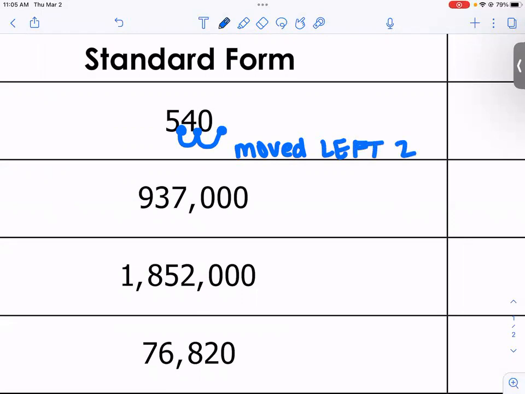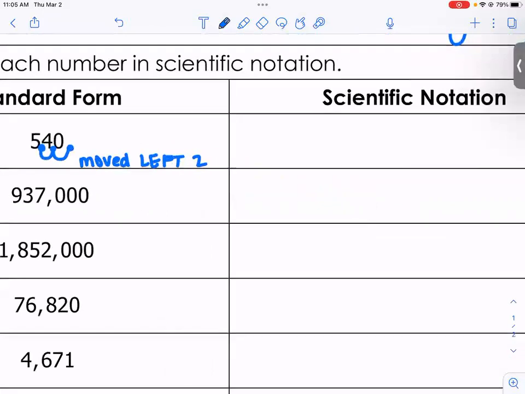Okay. So now I'm going to write 5.4. And you can technically write the 0, but the 0 doesn't need to be there. Like if we have 5.40, is that any different than 5.4? It's just the same. And then we're going to say, okay, but this is times 10. I moved my decimal place left 2, so our exponent on 10 is going to be 2.